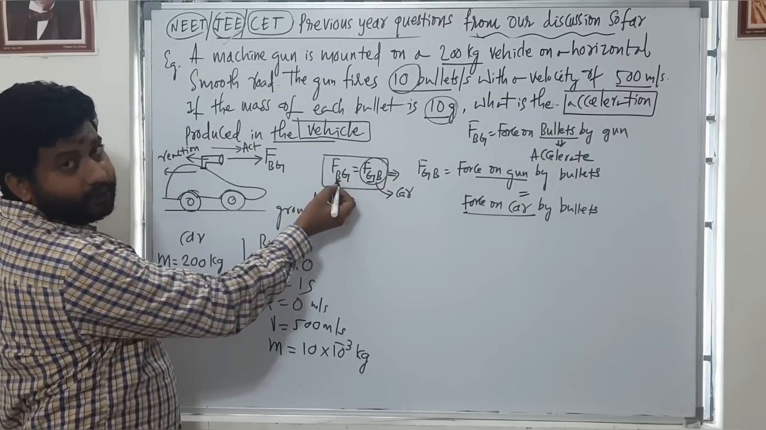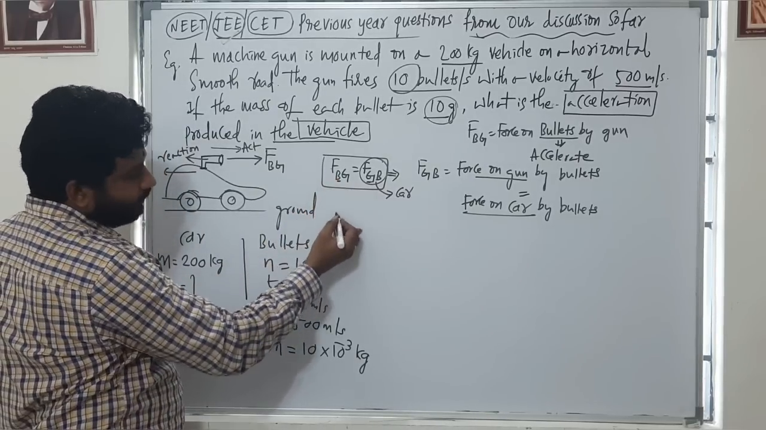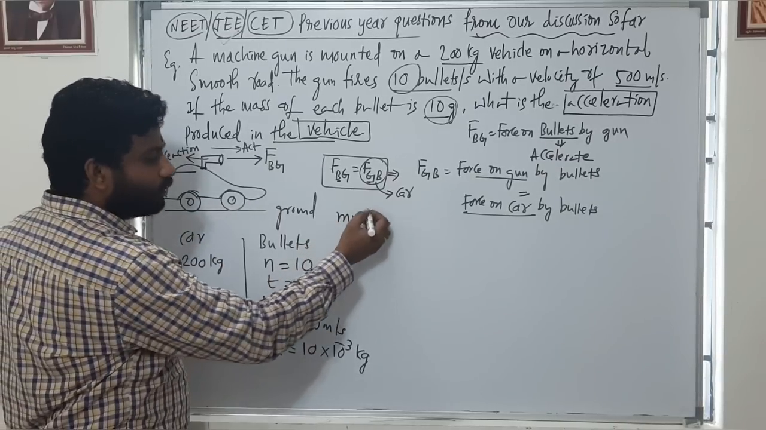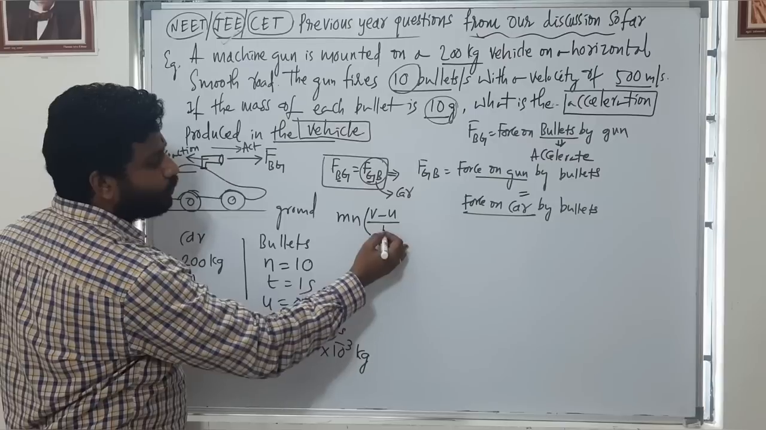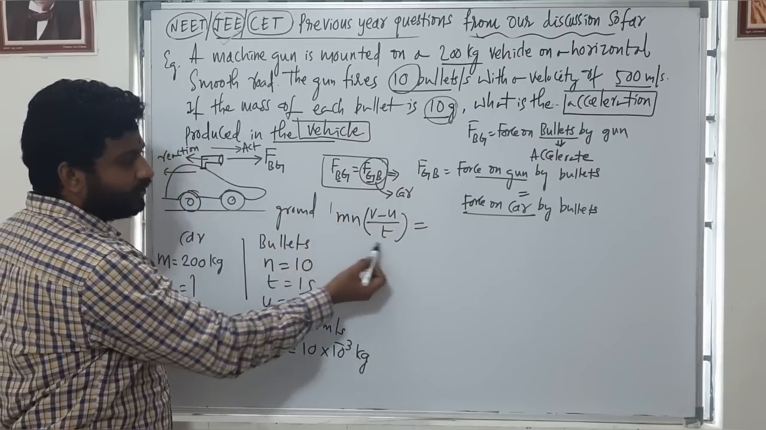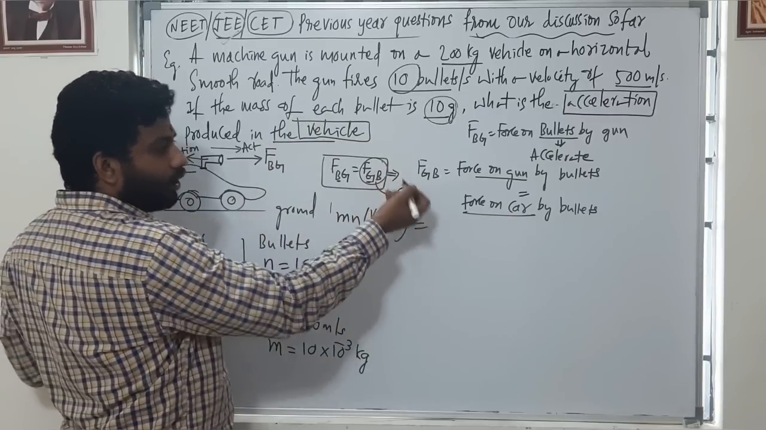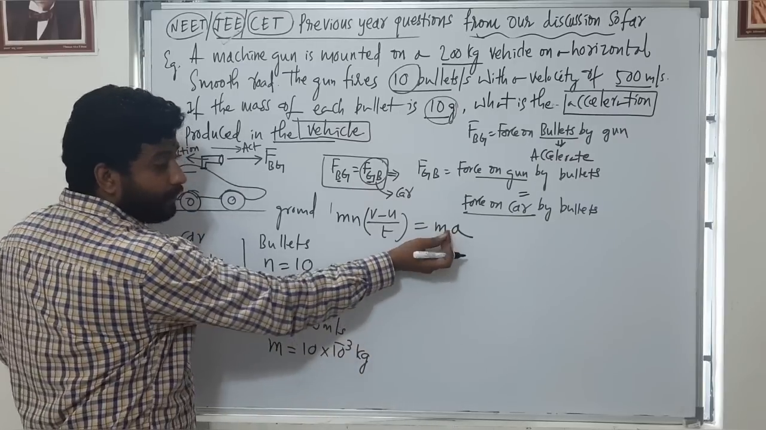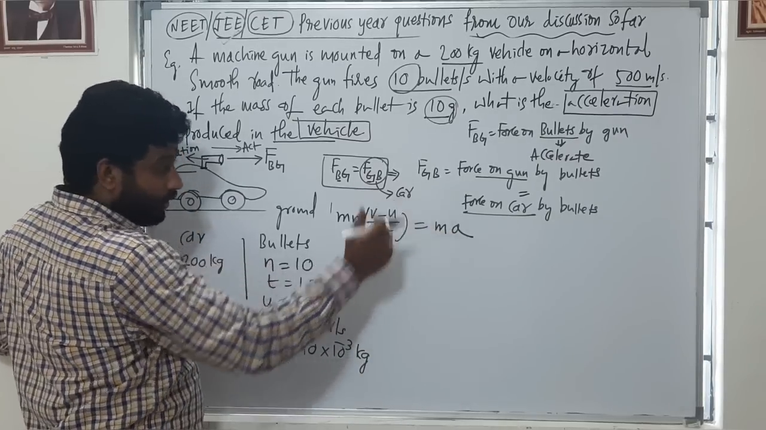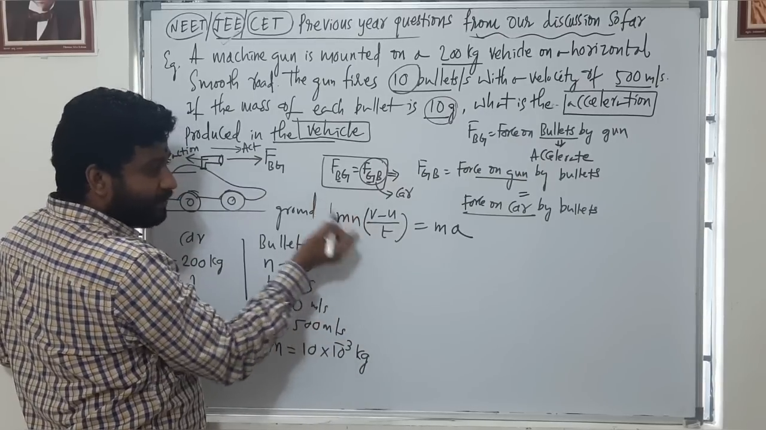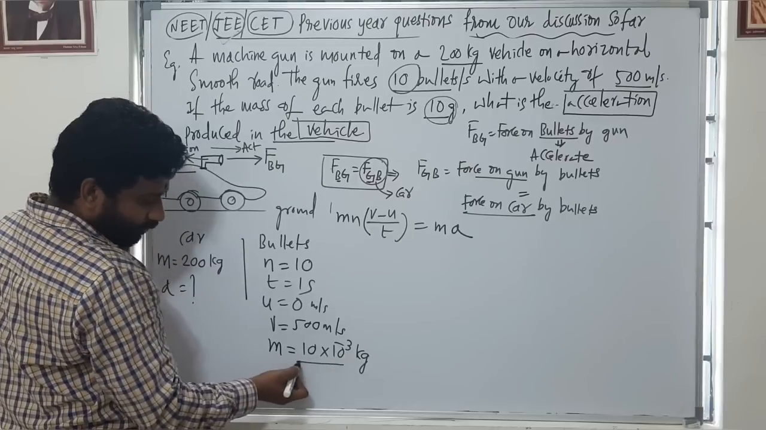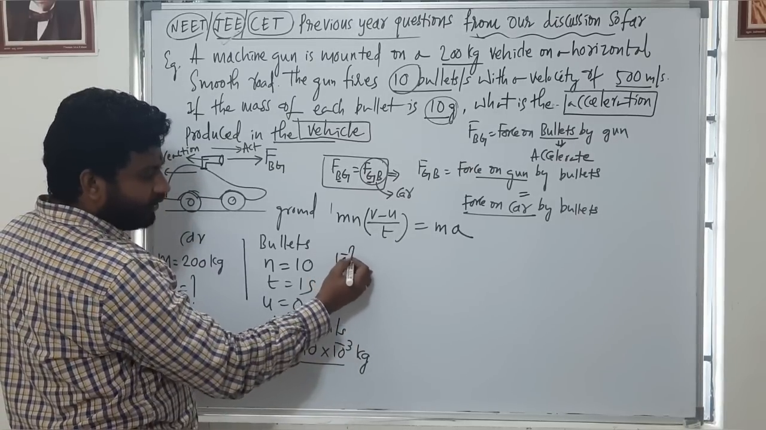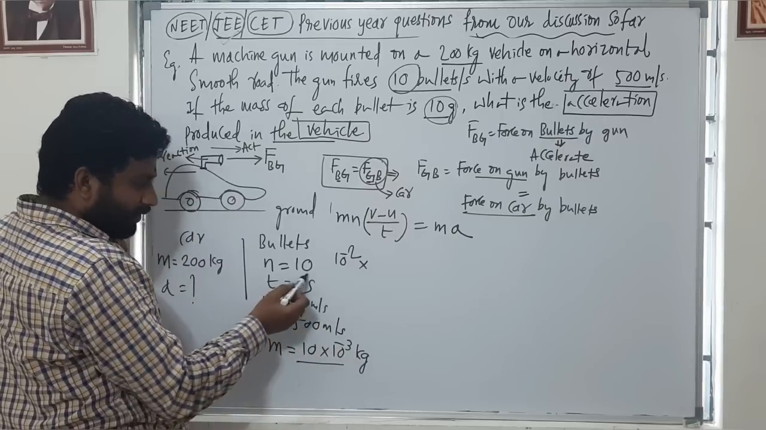Now, this one, let me write. Force on the bullets is mass into, there are n number of bullets, n number of bullets into acceleration, v minus u by t, which is equal to, this is about bullets. And the other one is about car, a mass into acceleration. This is about car, because only acceleration you need to find out. Now, this is m. What is m? This is mass of the bullet. What is the mass of the bullet? 10 into 10 raised to minus 3. So, can I say that it is 10 raised to minus 2? Definitely 10 raised to minus 2 into how many number of bullets?